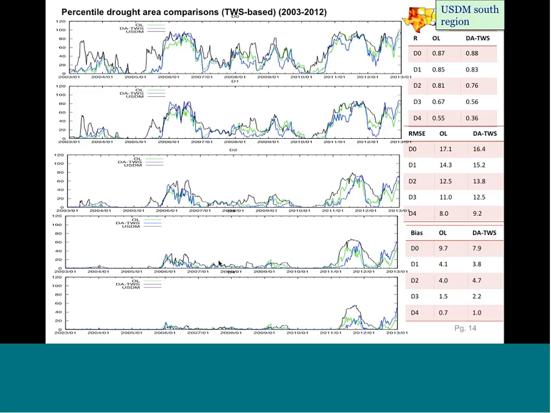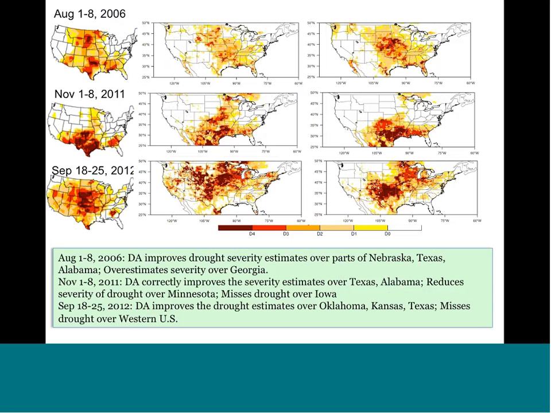But for some of the categories, there's improvement. So this is a very new result. So we're still not sure where this is going, but it's interesting that all of the other variables seem to indicate improvement, but when you get to comparing to the drought monitor, we can't show significant improvement yet.